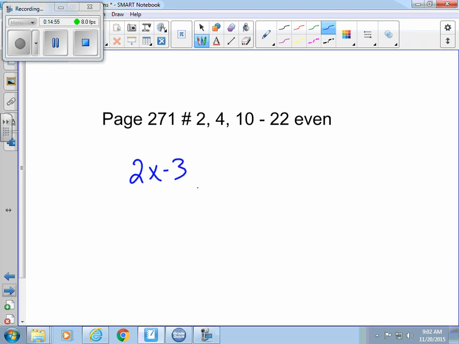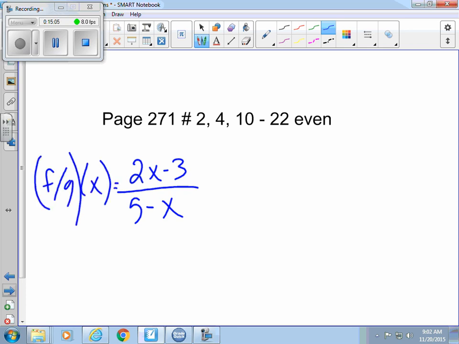2x minus 3 divided by what? There are 2 ways, and this is f divided by g. There are 2 ways you can do domain. One way is to graph it, right? Can you always graph it and read from left to right? Just an extension to that, because I feel like we've done that a lot. Let's talk about why things don't fit in the domain.